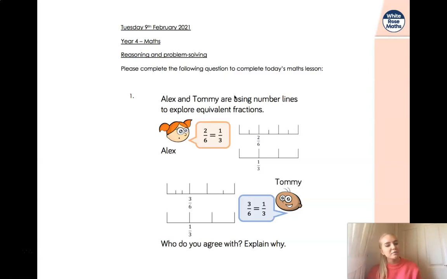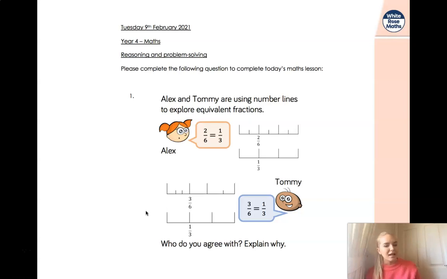Okay, so your problem solving question today, there is just one, but that means you need to really explain your brain today. So Alex and Tommy are using number lines to explore equivalent fractions. And Alex has used 2 number lines here to show that 2/6 is equivalent to 1/3. Tommy has done the same, and he has worked out that 3/6 is equivalent to 1/3. One of these children is incorrect. Who is incorrect? And explain why.